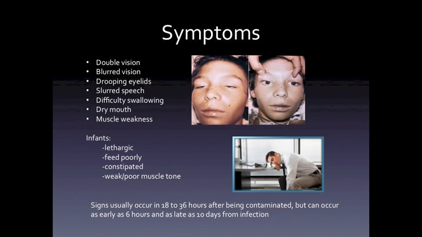So when you do come in contact with the disease, some symptoms that you get are either double or blurred vision, drooping eyelids, slurred speech, a hard time swallowing, a dry mouth, and severe muscle weakness. In infants, it's almost the same, but they have different symptoms also.